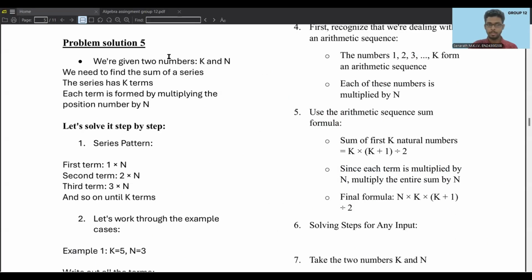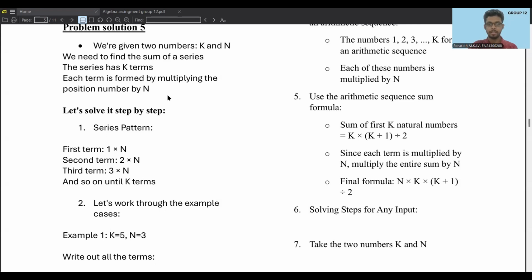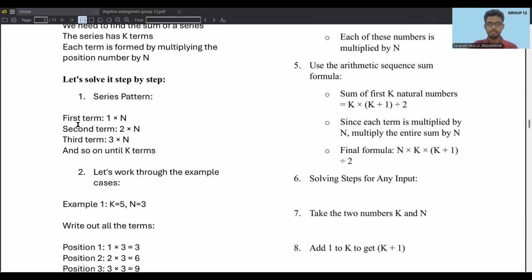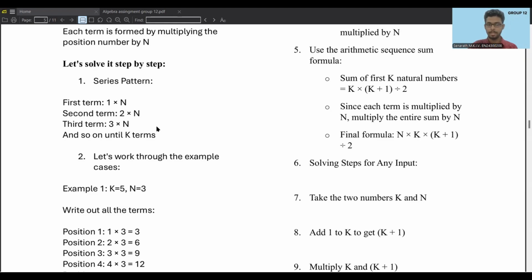Thank you. I will be talking about problem 5. We are given two numbers, k and n. We need to find the sum of a series. The series has k terms. Each term is formed by multiplying the position number by n. Let's solve it step by step. One. Series pattern. First term 1 multiplied by n, second term 2 multiplied by n, third term 3 multiplied by n, and so on until k terms.